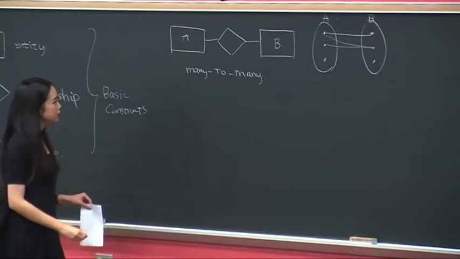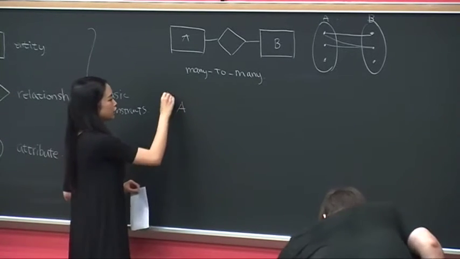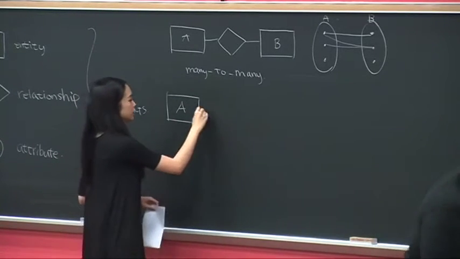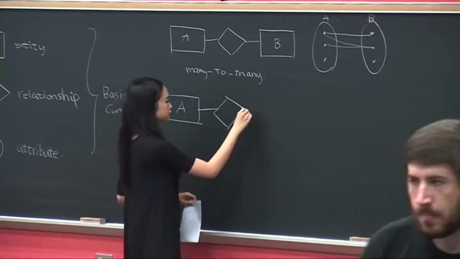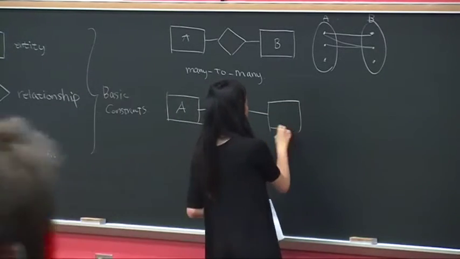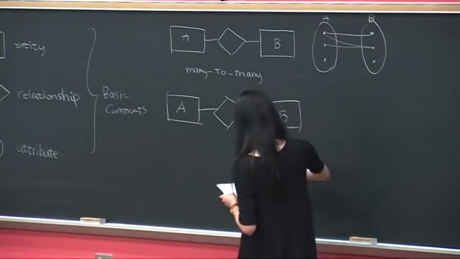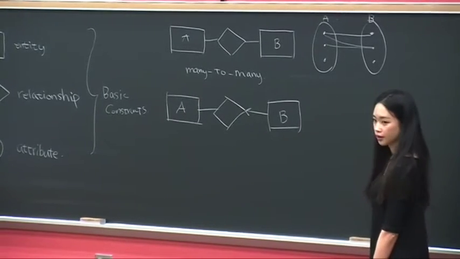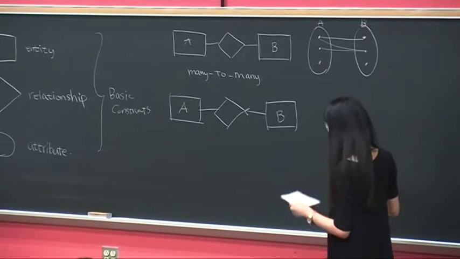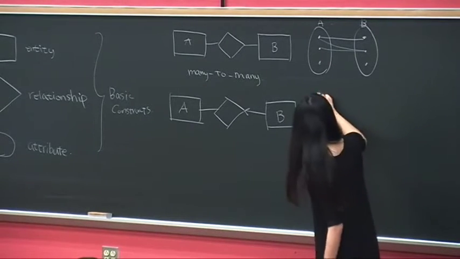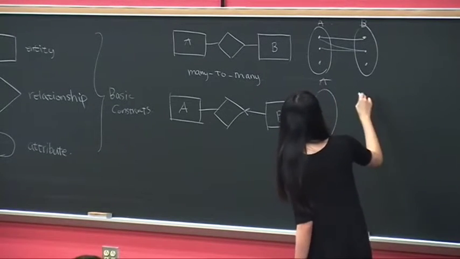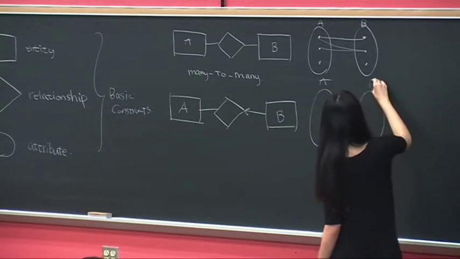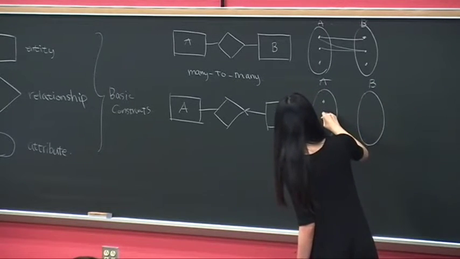Okay, getting a little bit more complicated, if we have an entity A related to entity B, and we have an arrow pointing from A to B. Okay? Some people already say it's one to many. So how do we get there? We can think of it this way.